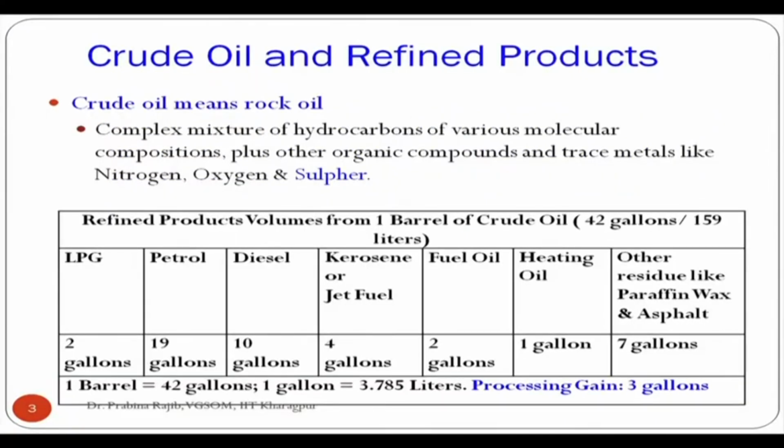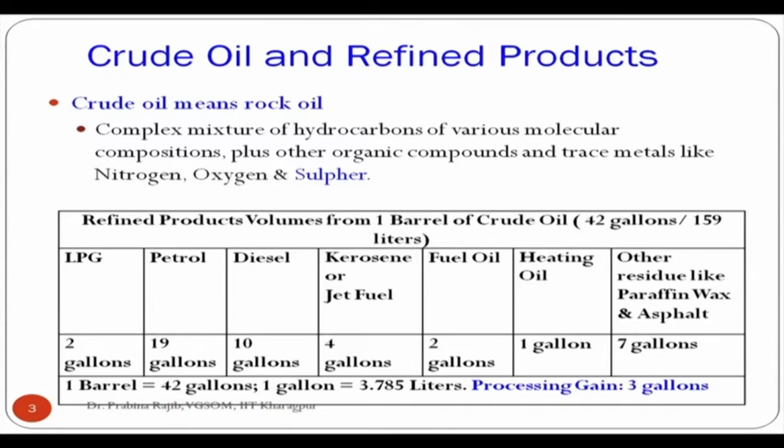Now, crude oil means rock oil, and it's a complex mixture of hydrocarbons of various molecular compositions plus other organic compounds and trace metals like nitrogen, oxygen and sulfur. Crude oil is what gets extracted from underground mines. Crude oil is normally measured in terms of barrels, and 1 barrel is equivalent to 42 gallons, and 1 gallon is equivalent to 3.785 liters. As all of you must know, crude oil cannot be used as it is. Crude oil needs to be refined to generate the refined products which we use.